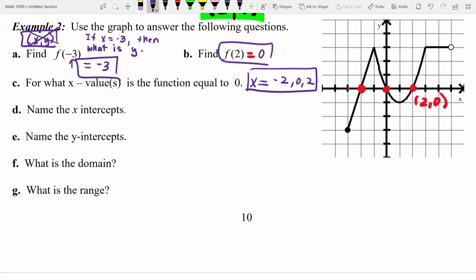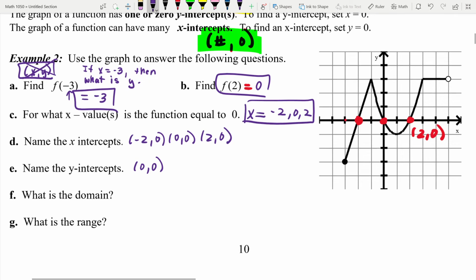Name the x-intercepts. Look, those 3 dots are the x-intercepts. So the answer to D is exactly the same as the answer to C. The only thing is D has to be written as an ordered pair because it's an intercept. So you're going to write those as (-2, 0), (0, 0), and (2, 0). And that's it. Okay? Question E. Name the y-intercepts. Look at the graph. Where does it hit the y-axis? (0, 0).